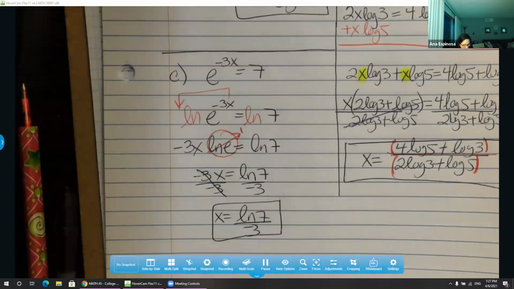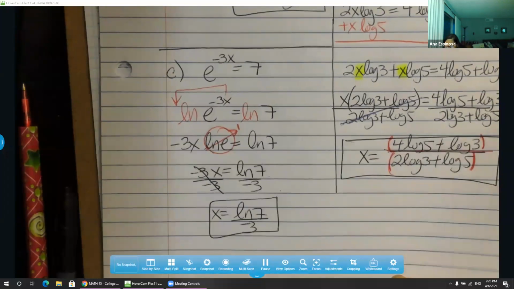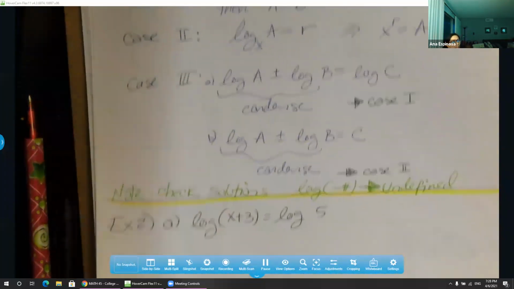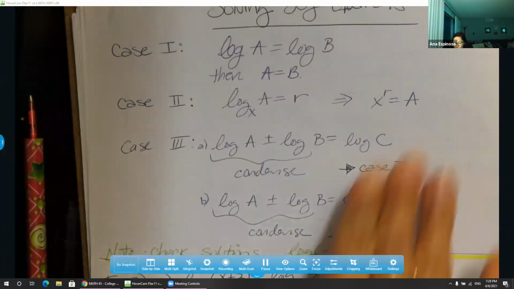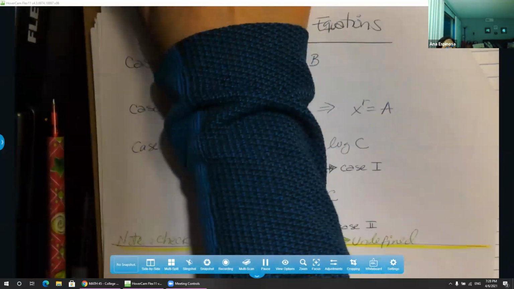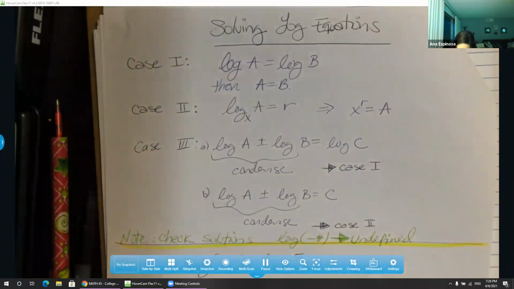All right. We are on the last part, which is log functions, log equations. Okay. Log equations. All right. You should take a screenshot of this, take a copy of that. You will be using it on your exam. So please make a note of it.